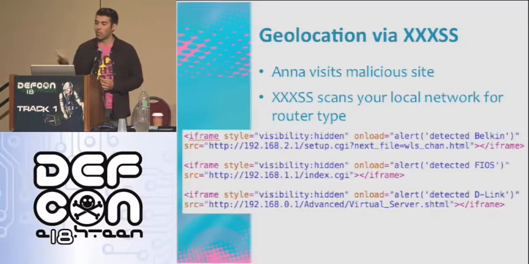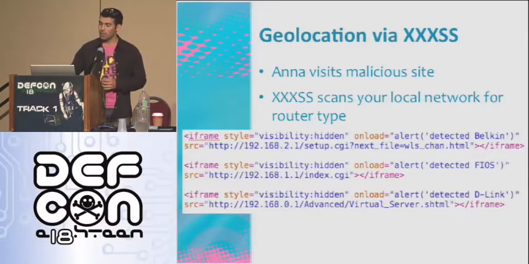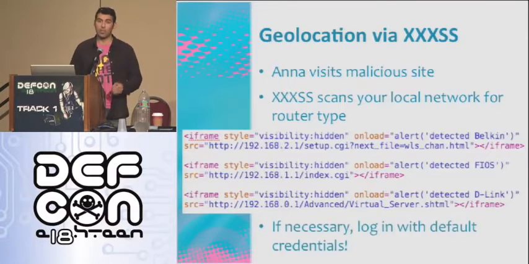So she's accessing 192.168 addresses. If any of those addresses work, an onload occurs which says, oh, I've detected a Belkin router, or oh, I detected a Verizon Fios router. And now we know what kind of router she's on. After that, we could log in with default credentials.